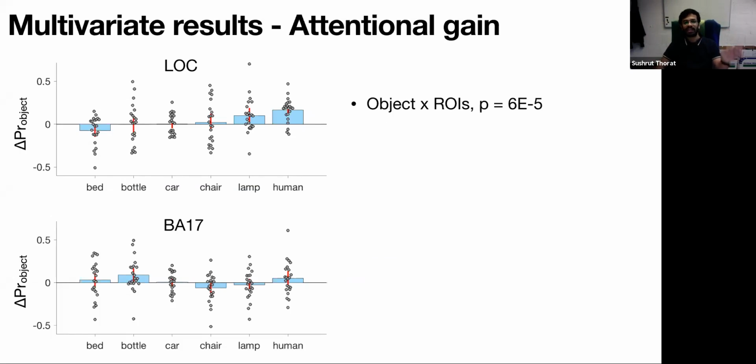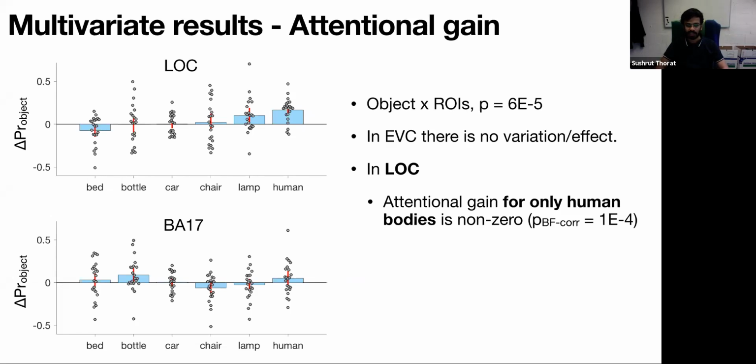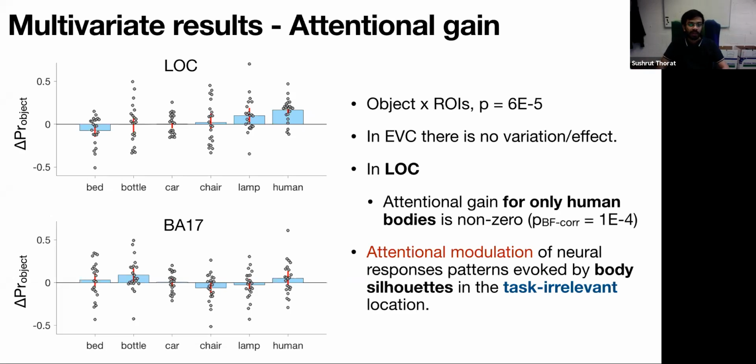What we find is the variation is different for the two ROIs, and there's actually no variation or effect in early visual cortex. So we can check what happens in LOC. And in LOC, the attentional gain is only found for human bodies and for nothing else. There is variation, so we can say that it's only there for human bodies. So yeah, in terms of patterns, we also find that the human pattern becomes closer to the prototypical human pattern when you're attending to humans.